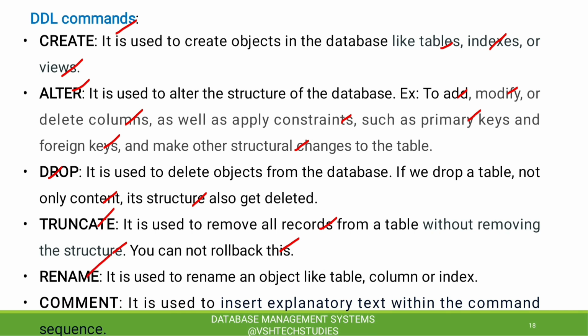So rename command. It is used to rename an object like table, column or index. Next, comment command. It is used to insert explanatory text within the command. So this explanatory text means whenever we write a command or set of commands, the purpose for which we are writing that. So those lines of text can be included with the comment command. They will not be executed, but for user reference and for documentation purposes, that text will be maintained.